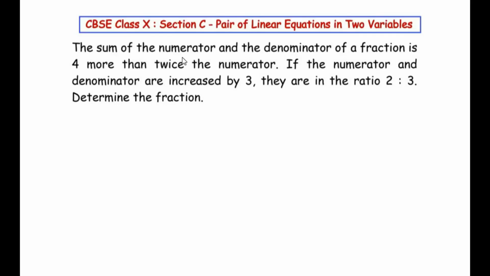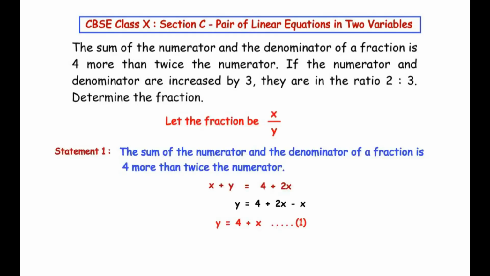The sum of the numerator and the denominator of a fraction is 4 more than twice the numerator. If the numerator and denominator are increased by 3, they are in the ratio 2:3. Determine the fraction. Now in this question we need to find a fraction. So let us consider the fraction to be x over y. So here we have written let the fraction be x over y.